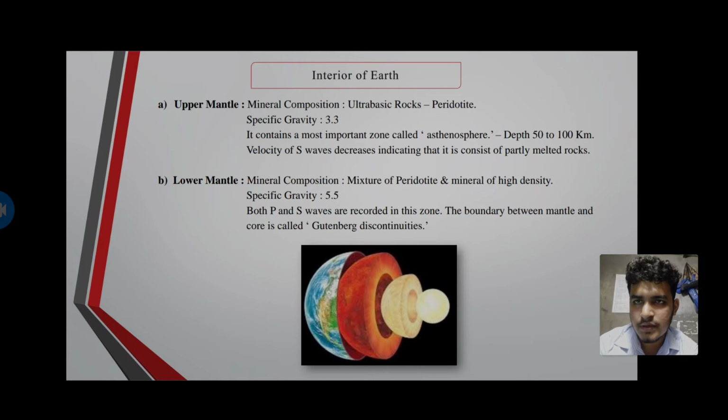Lower mantle. The mineral composition is a mixture of peridotite and minerals of high density. The specific gravity is higher than the upper mantle, 5.5. Both P and S waves are recorded in this zone. The boundary between the mantle and the core is called the Gutenberg discontinuity.